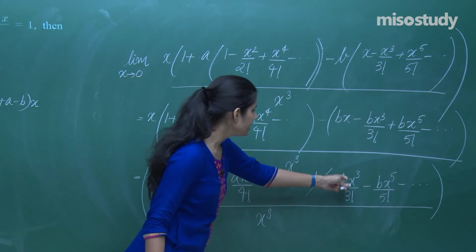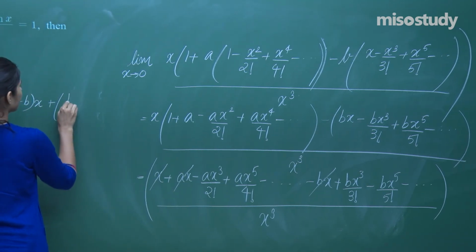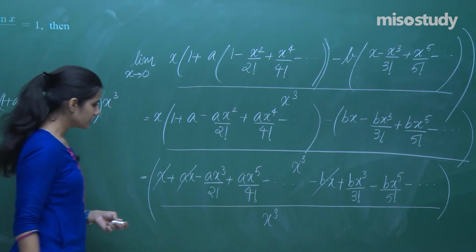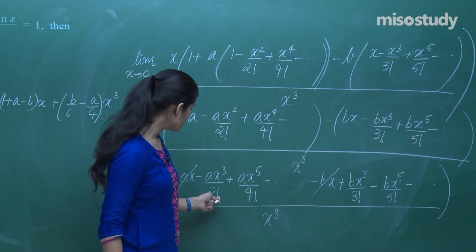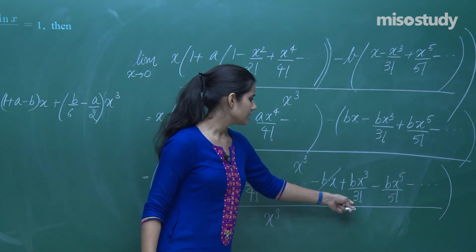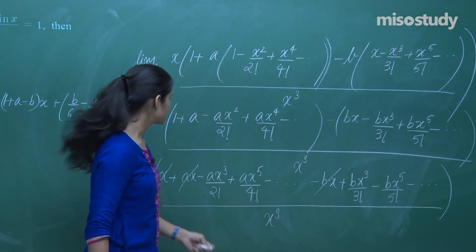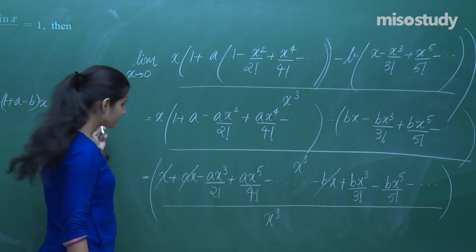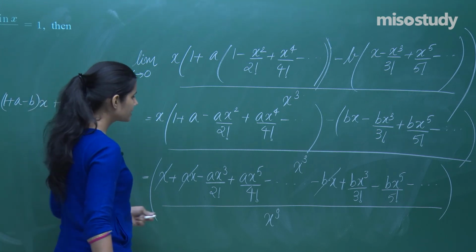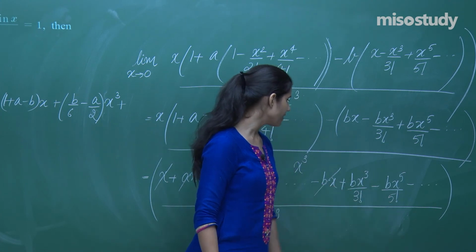So you have b by 6 minus a by 4 x cube you have. This is minus a by 4, this is minus a by 2, not 4, this is 2, 2 factorial is 2 and 3 factorial is 6. So you have minus a by 2 plus b by 6. This is what you have, x cube, and after that you have what? This is plus a by 4 factorial and this is minus b by 5 factorial, but we don't need all that.